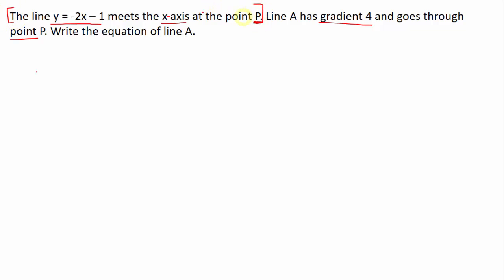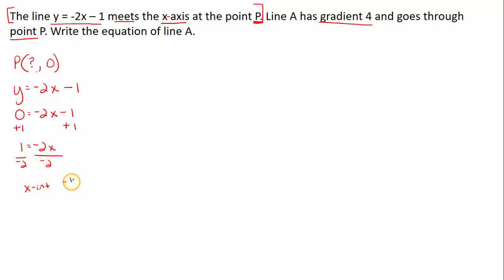So if we read this first sentence, the line y equals negative 2x minus 1 meets the x-axis at the point P. So probably we need to find the point P, which we know because it meets the x-axis is an x-intercept, so it's going to have some value we don't know for x, but 0 for y. So I'm going to take this equation that they give us, negative 2x minus 1, and I'm going to plug 0 into y, and then solve for x. So when we do that, we're going to add 1 to both sides. I get 1 equals negative 2x, and I'm dividing by negative 2. So our x-intercept in this case is negative 1/2.